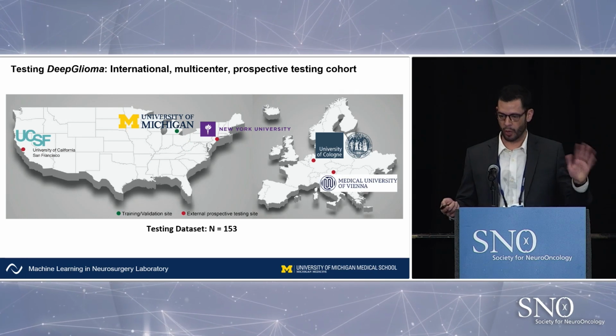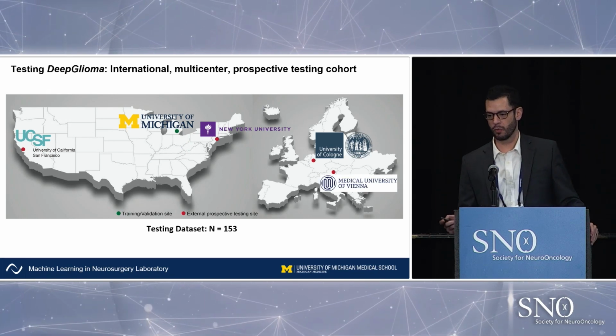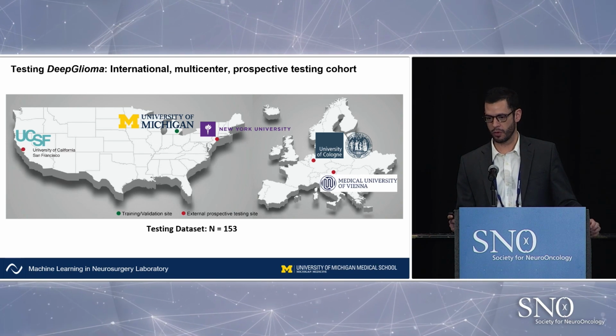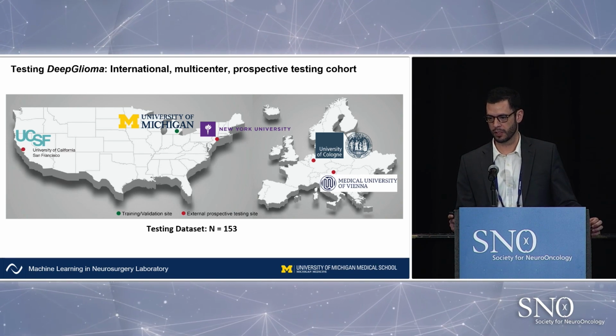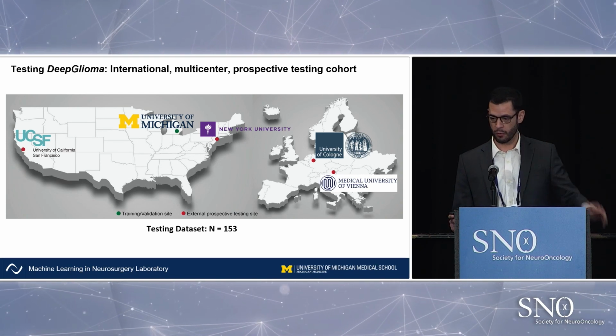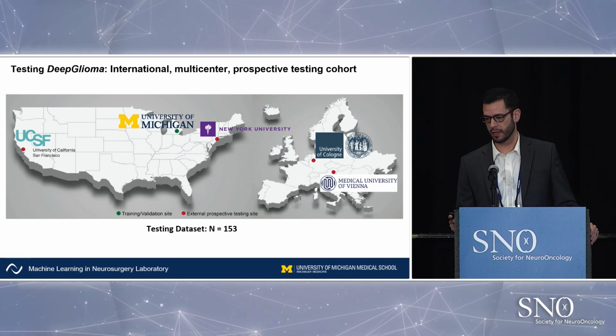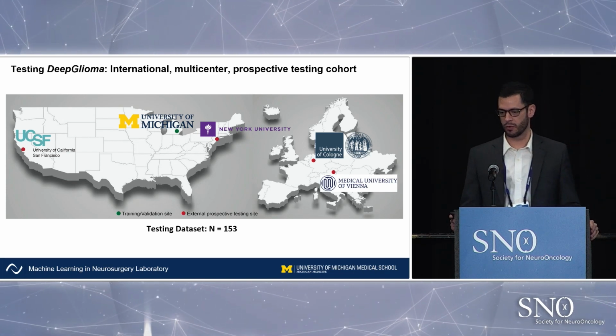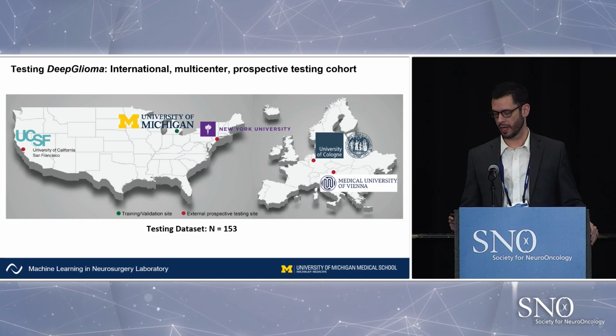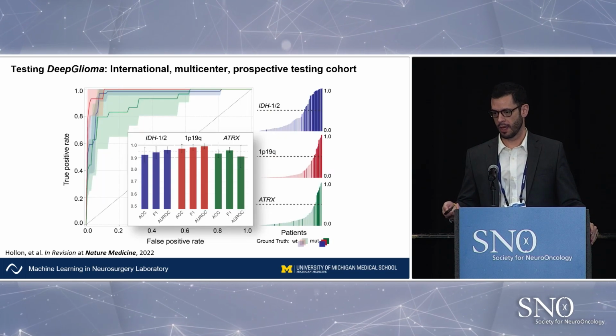Now that's the easy part. The hard part is actually testing it. So we did it at 4 medical centers, 2 in the US and 2 in Europe, UCSF, NYU, Cologne, and Vienna. And we did a power calculation. We needed at least 147 patients to validate this, and we got 153. And these are the results.